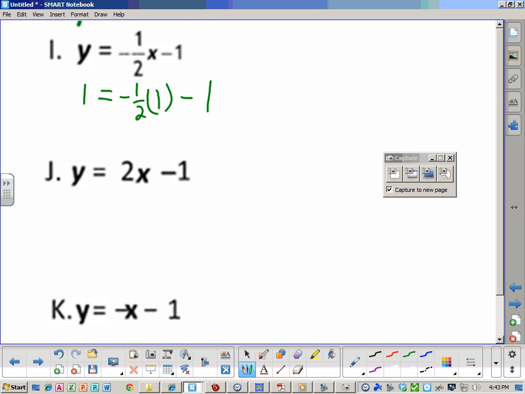All right, it was x equals 1, y equals 1. Let's see if it works. Yeah, that's false. Does not work. This is a not true statement. 1 does not equal -1/2 times 1 minus 1. Does not work.